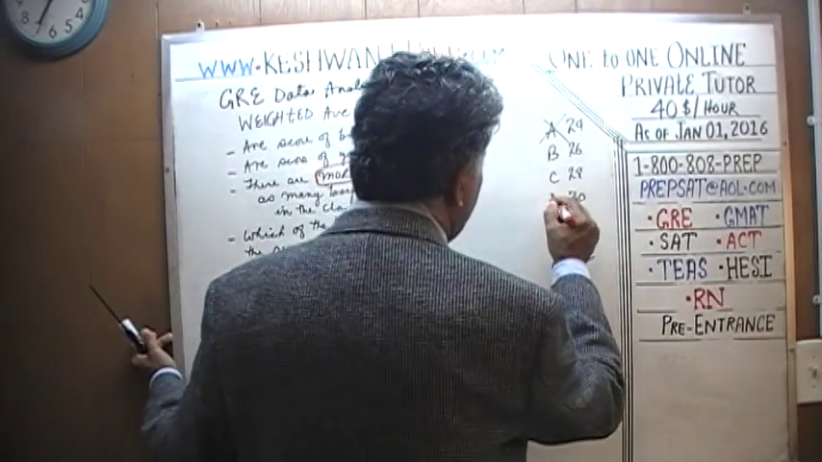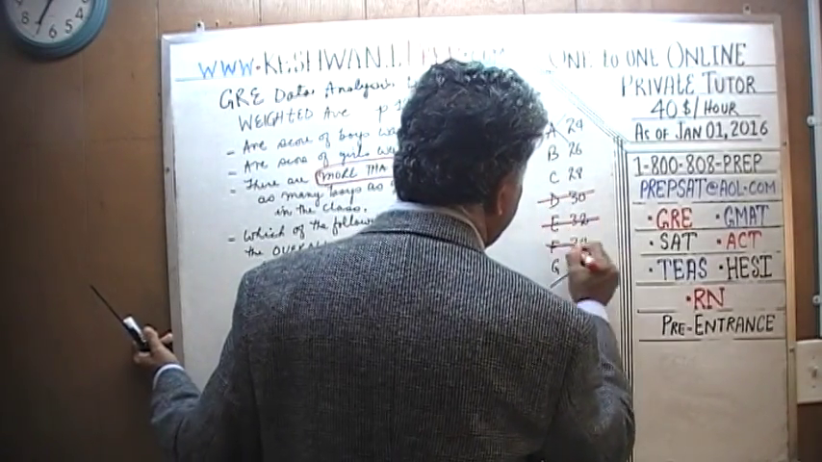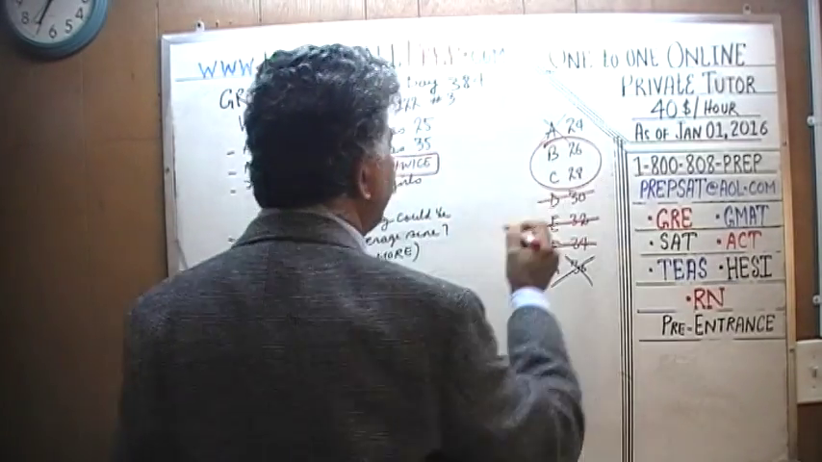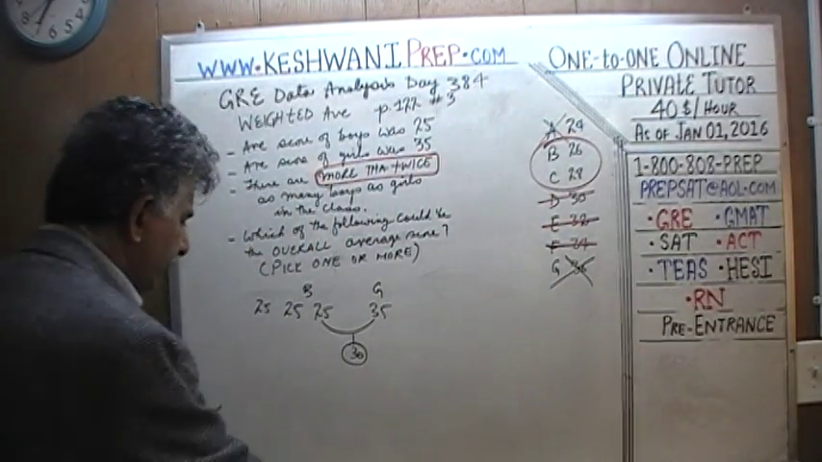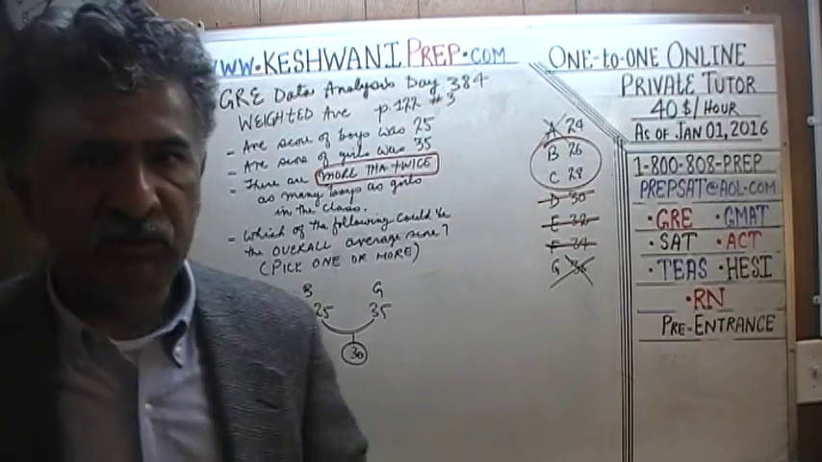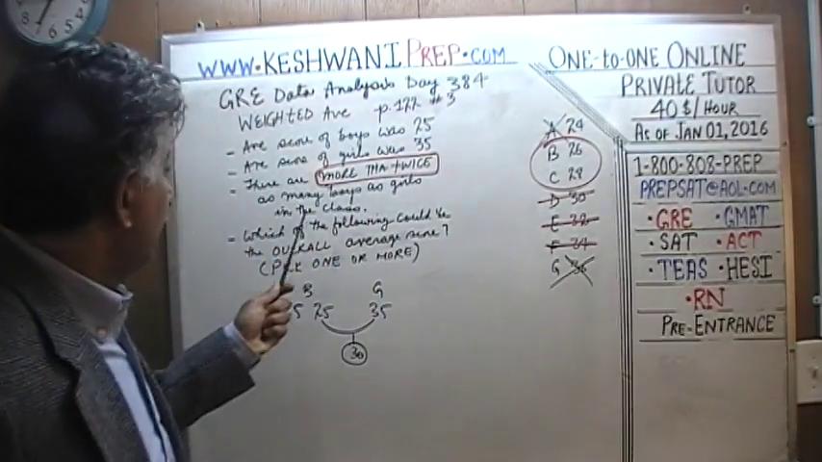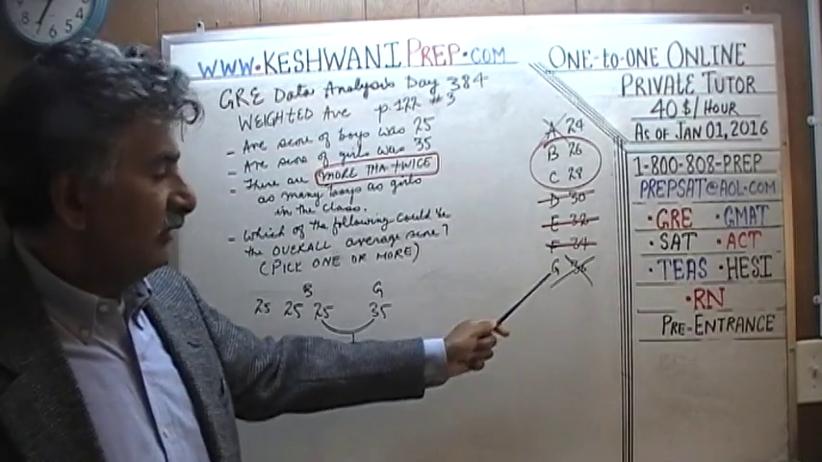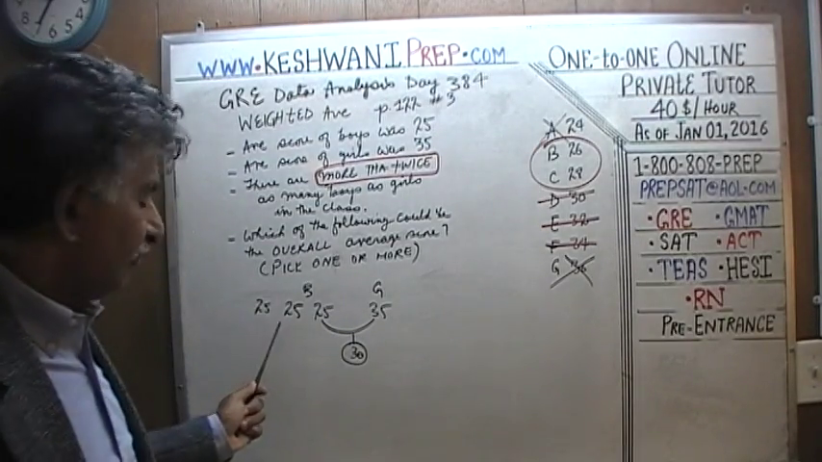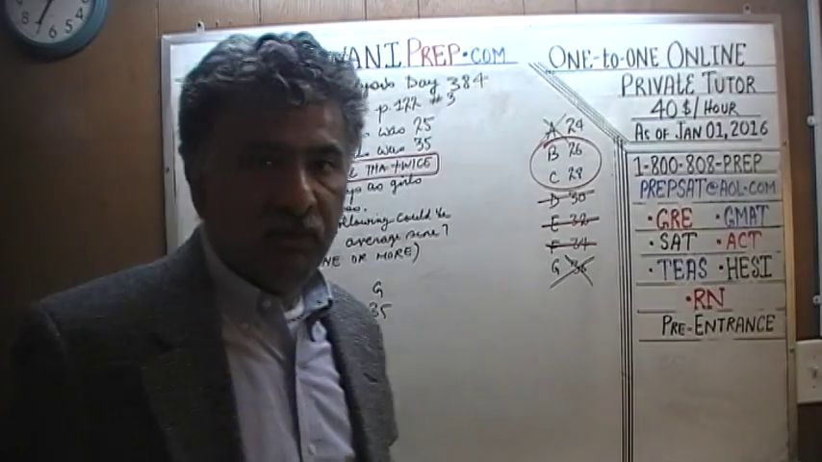These are impossible. I'm going to do it with different colors so you can see it. These are impossible. There you go. You're done. The problem is done. The overall average, it is possible for the overall average to be 26 or 28. First of all, it cannot be 24 and 36 because they are outside the range. It has to be somewhere between 25 and 35. The average cannot be lower than the lowest number in the group. It cannot be higher than the highest number in the group.